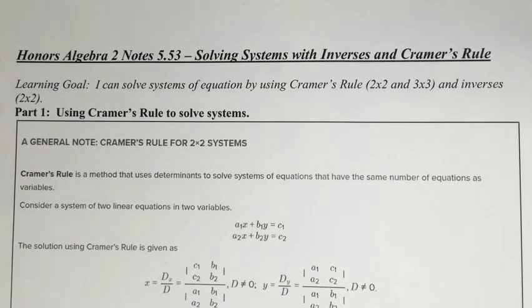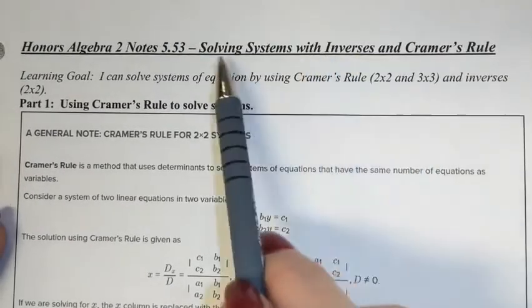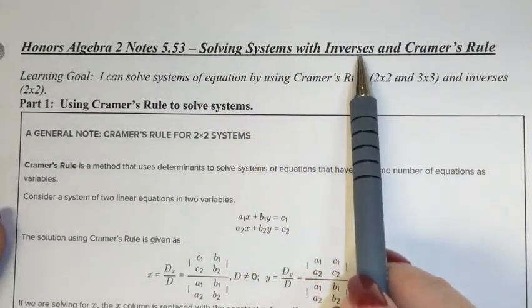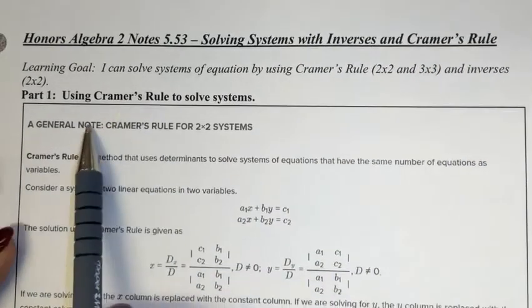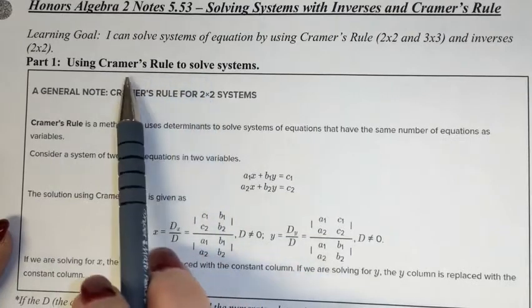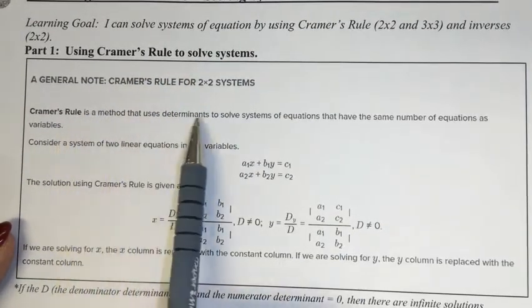Hi, so today we're going to be looking at inverses again and also Cramer's rule. So today we're going to be looking at how we can solve systems of equations by using Cramer's rule. Now we're going to be doing this for only 2 by 2 matrices and 3 by 3 matrices. For inverses, we're going to be just finding those for 2 by 2s. So here's how we use Cramer's rule.